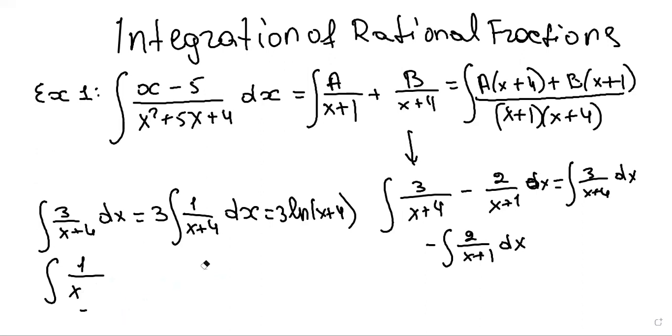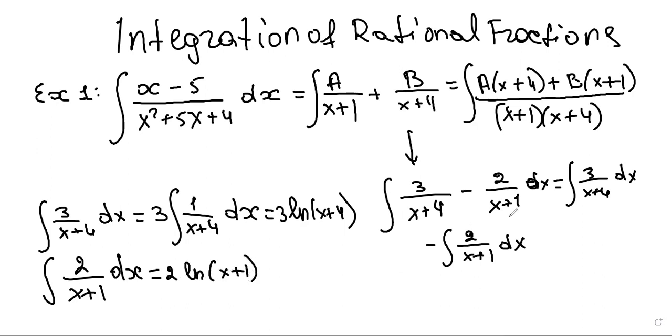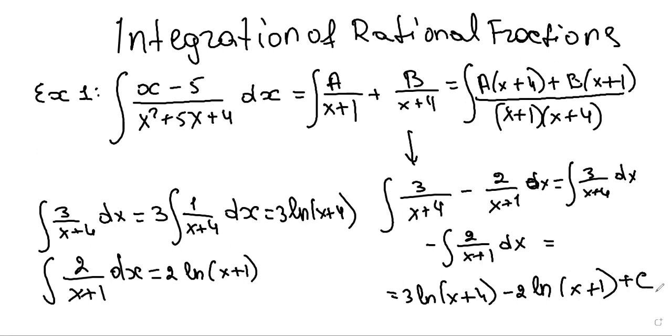The second one will be the same: 2 divided by (x plus 1) uses the same method, which makes 2 times ln|x plus 1|. Then we can write it as 3 ln|x plus 4| minus 2 ln|x plus 1|. This is the solution of this integral, and at the end we can add plus C. That's our first method to solve this kind of integral. If it's clear for you, let's move to the next example.